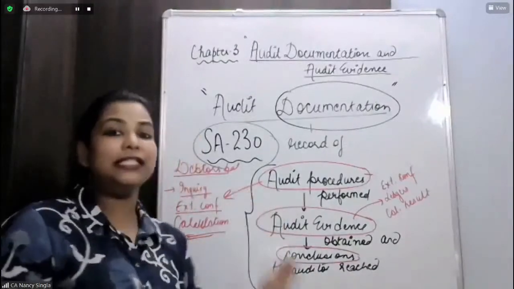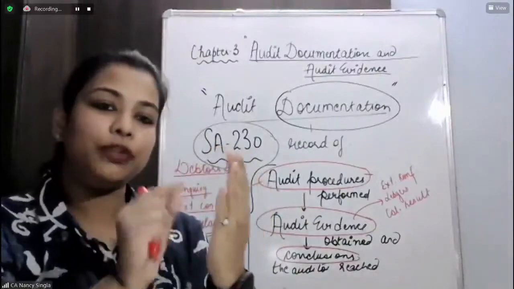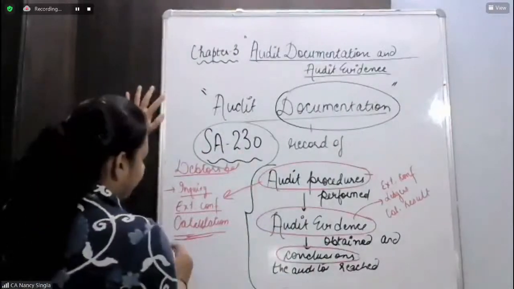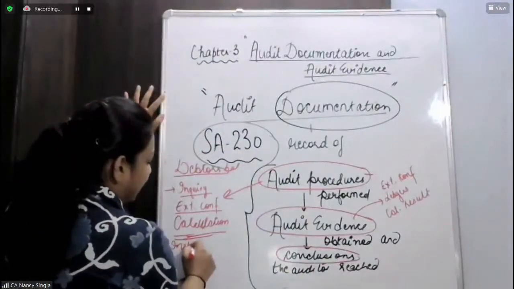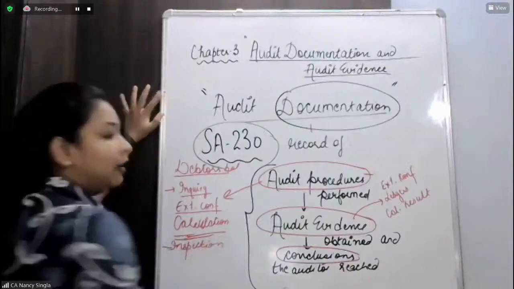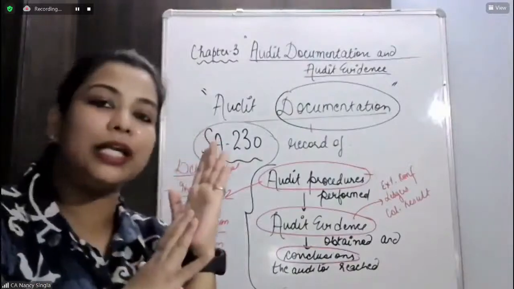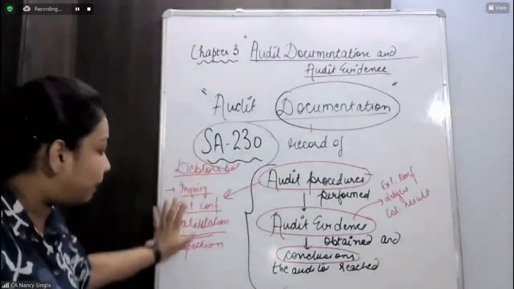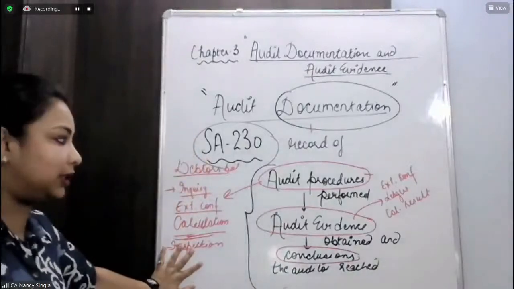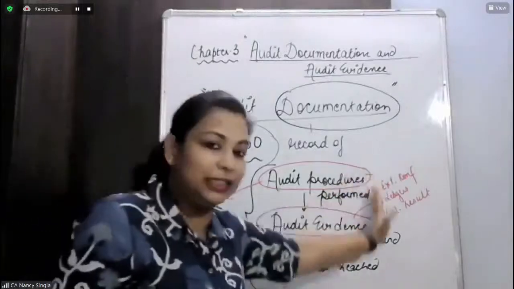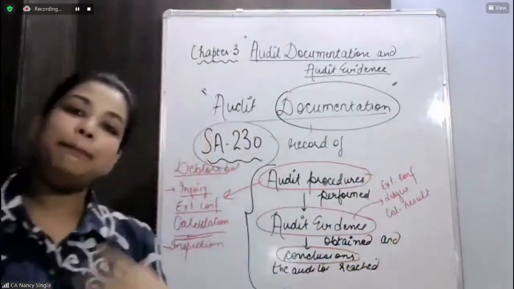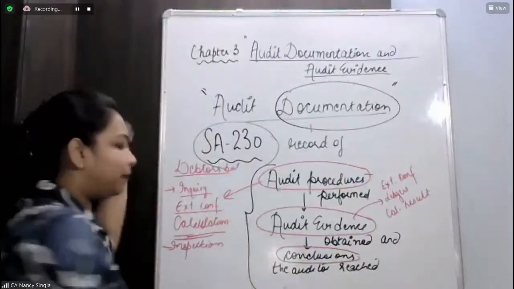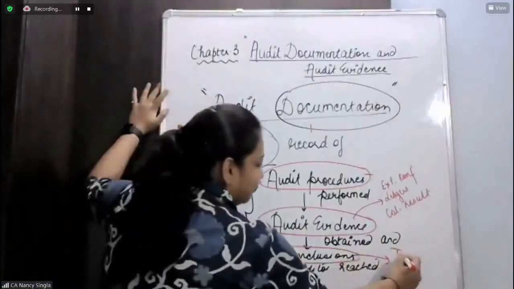Audit procedure. See, when you are checking the bill book now, what you are doing, you are inspecting. So I can write another audit procedure, inspection. When you are looking at a document, it is called inspection, which is again one of the audit procedures. So by performing these audit procedures, the auditor will get these evidences, and based on these evidences, the auditor will draw a conclusion.